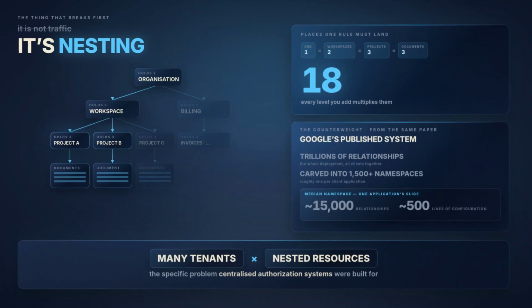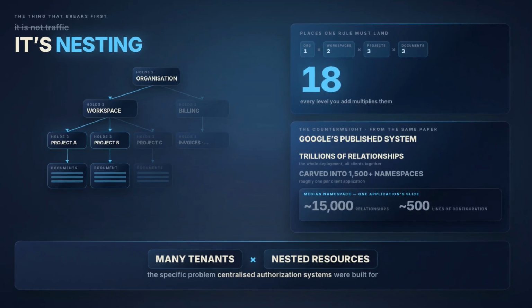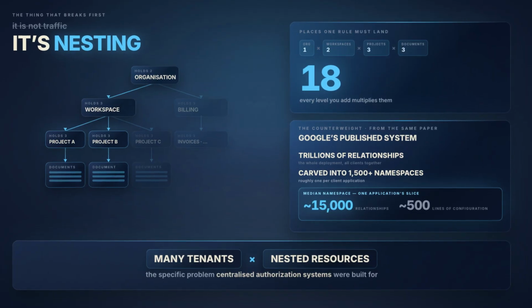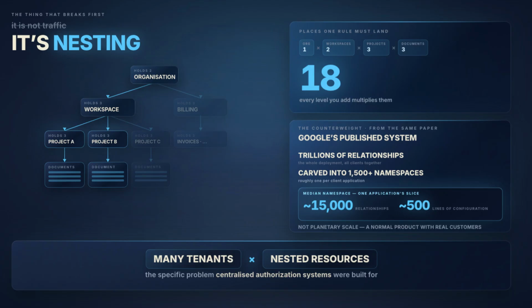Google's is called Zanzibar, and it holds trillions of relationships, but carved into more than 1,500 namespaces, roughly one per client application. The median namespace, one application slice, is around 15,000 relationships and about 500 lines of configuration. That is not planetary scale. That is a normal product with real customers.